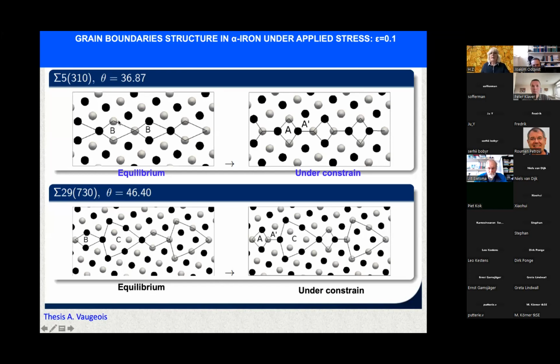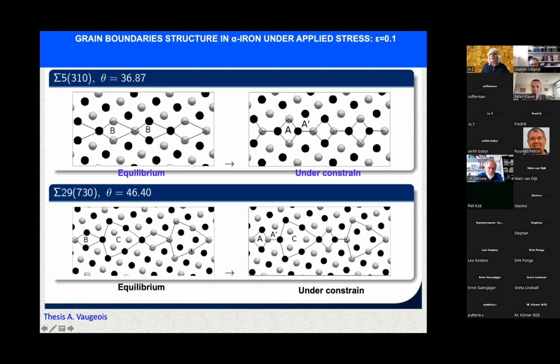For example, here we can see the equilibrium situation for the grain boundary with 46 degrees and 36, and after, under constraint. It means that in this case, we apply a uniaxial stress in the x direction, and we can see that the answer of the system to this applied stress is not evident, because here we have different units at the grain boundary, and if we apply the uniaxial stress, we obtain some deformation of the units, but not exactly symmetric. It means that the different units will be deformed differently, and it can be linked with the mechanical properties of materials.